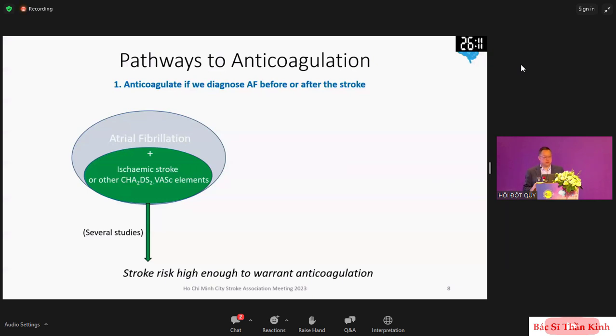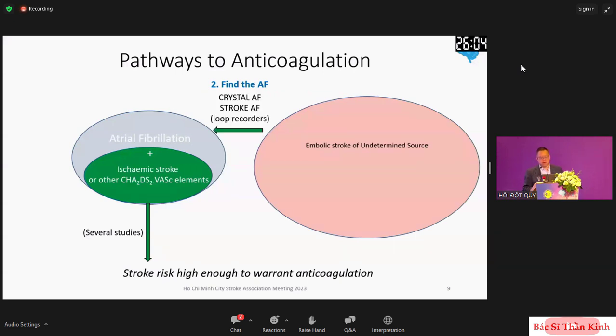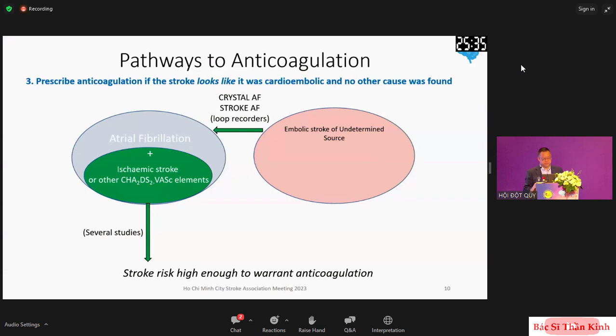We anticoagulate if we find the atrial fibrillation before or after the stroke. Or in the patients who have ESUS, we can use the CRYSTAL AF data to tell us that we should use implantable loop recorders to find the atrial fibrillation. Or even in the STROKE AF data, where we thought we had a cause for the stroke, we still look with implantable loop recorders and we can still find atrial fibrillation. So that is one way to diagnose patients who would warrant anticoagulation. But unfortunately, at the moment, we still have to find the atrial fibrillation.